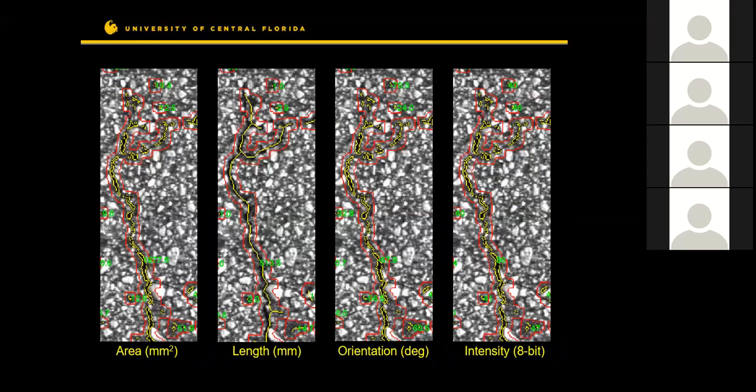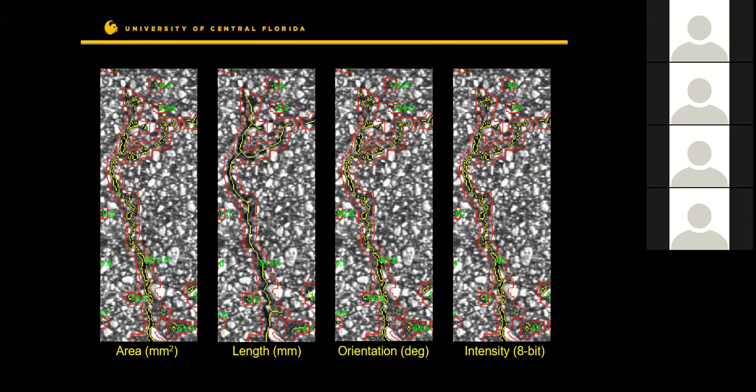And here's what we visualized using these features. You can see the area of the cracks, the length of the cracks, orientation, and intensity. And these are things that are normally not available through a manual inspection. So you can have all of this for every picture, every image of the pavement.